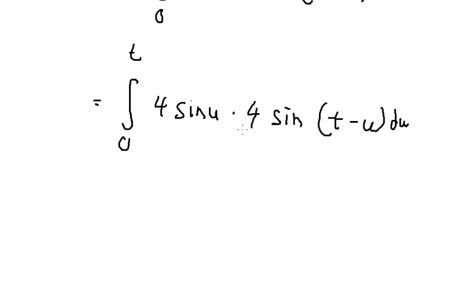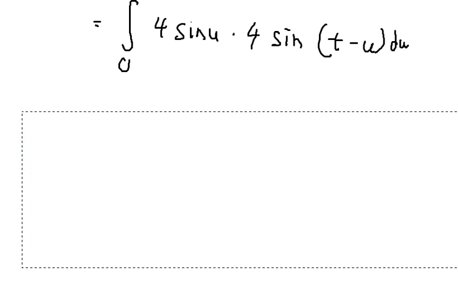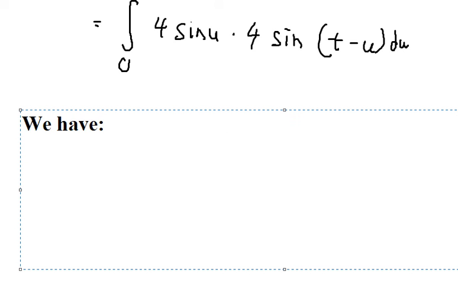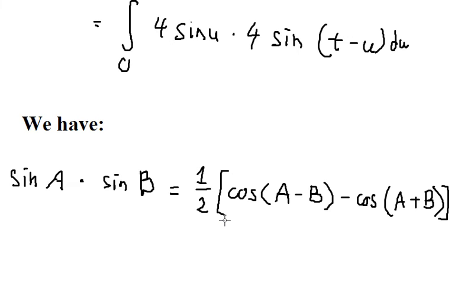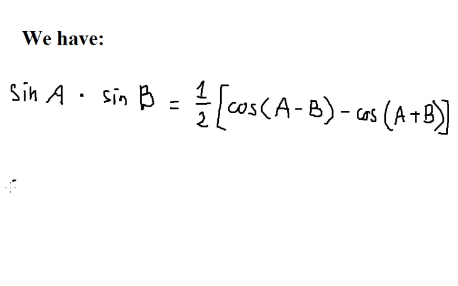Now we have the second formula here. That should be sine A multiplied by sine B. Here is the formula we need to concentrate on. So I will apply it with sine u and sine of t minus u here. So 4 and 4 gives us 16.